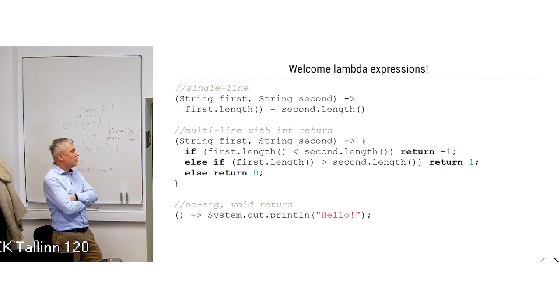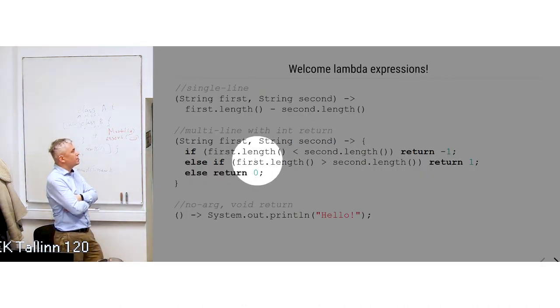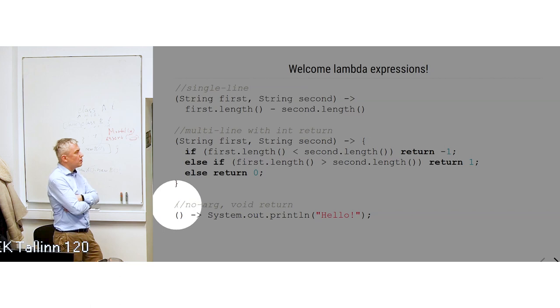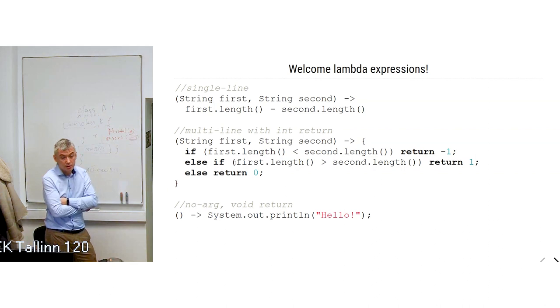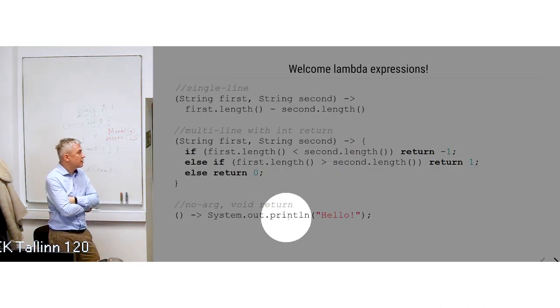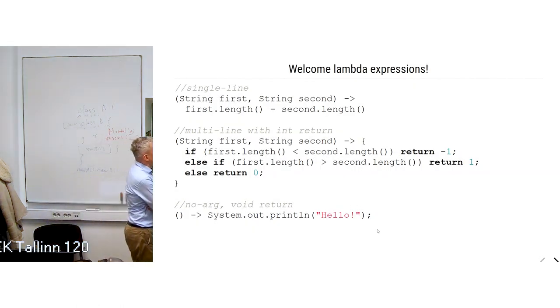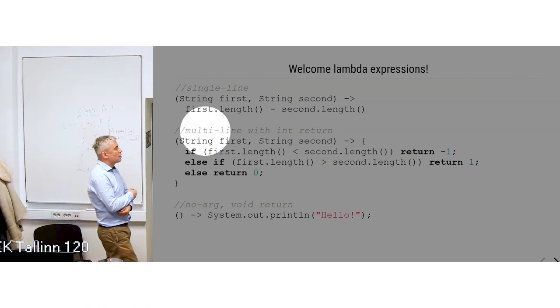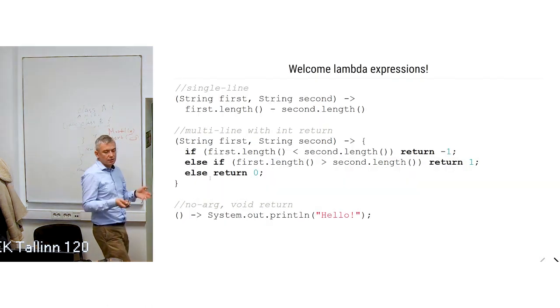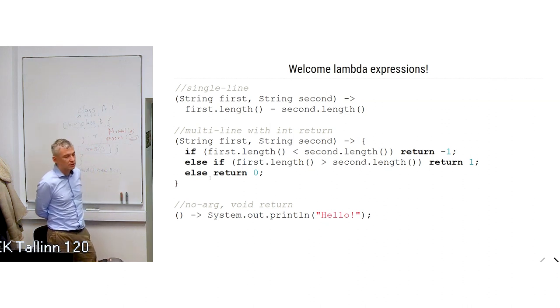And even more, we are not obliged to pass any arguments. This is an example of a no-argument lambda. And we are not obliged to return something, because println returns void, so this is also an example of a lambda expression. So if we are using a multi-line lambda, or curly braces, then we must use return. If it's a single liner, then no curly braces, just for the sake of clarity and shortness of code.